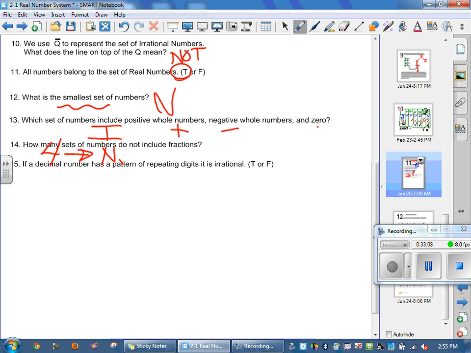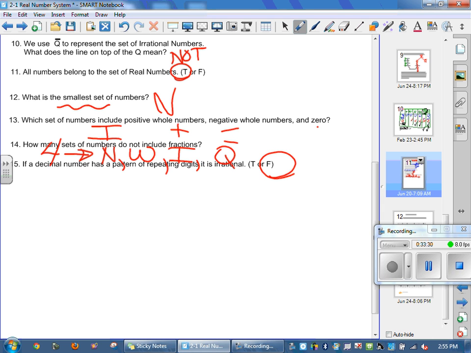Number 15. If a decimal number has a pattern or repeating digits, it's called irrational. Is that true or false? False. That is false. That's actually the definition of a rational number. Exactly. Okay, let's take a look at our number line.